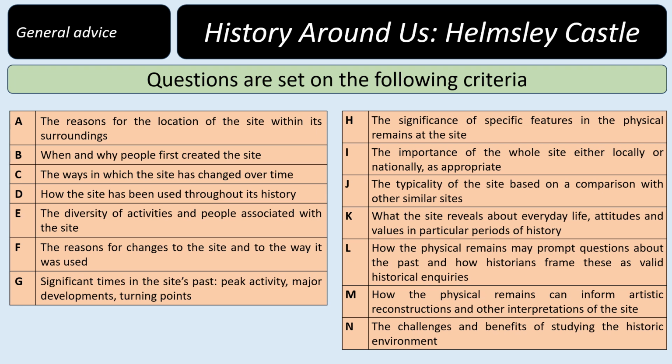L, how the physical remains may prompt questions about the past and how historians frame these as valid historical inquiries. We're actually going to look at an example question that focuses on that in a moment. M, how the physical remains can inform artistic reconstructions and other interpretations of the site. So make sure you've learnt some of those artistic reconstructions and interpretations. And N, the challenges and benefits of studying the historic environment. You're probably best placed to focus on the early castle for that. Walter Espec is quite a good one for that. If you look at the Walter Espec video, there's a little guide on that one. But equally, you could do the De Roos family for that one as well.